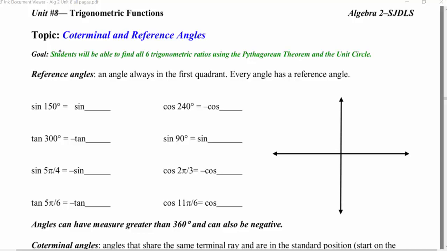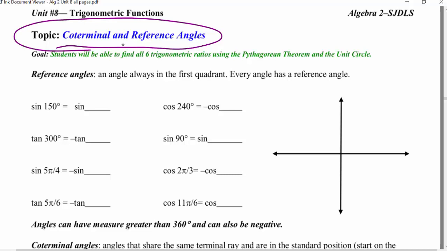Okay, coterminal and reference angles. Two different types of angles. A reference angle is an angle always in the first quadrant. Every angle has a reference angle.